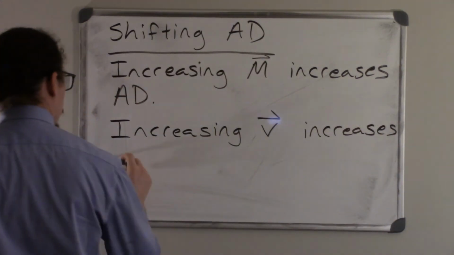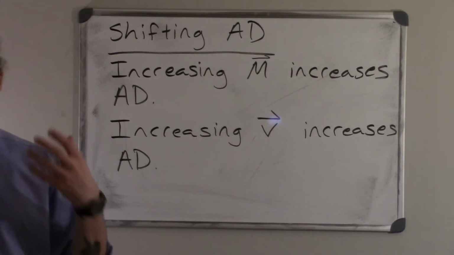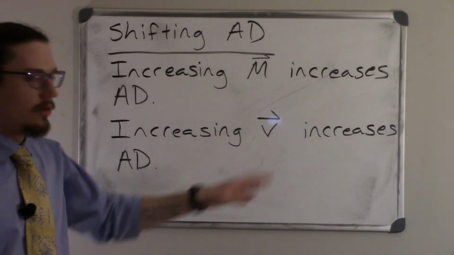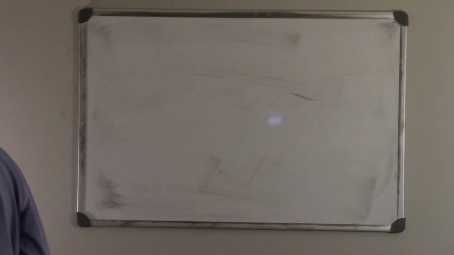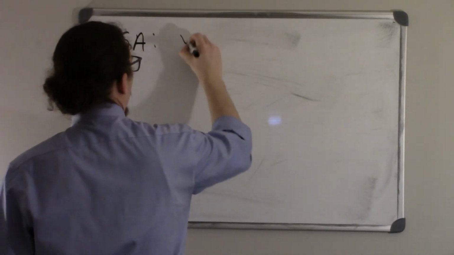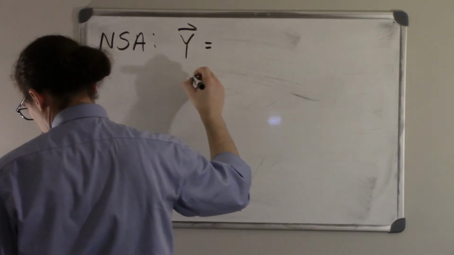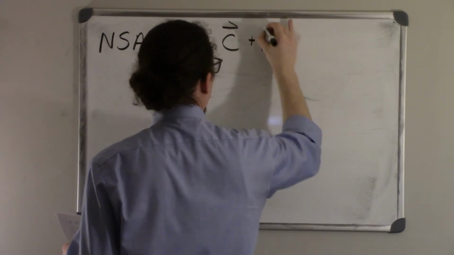Increasing the velocity of money growth rate also increases the aggregate demand. So changes in the velocity of money growth rate can take on a couple of different forms. Let's take a look at those. They are based off the components of the national spending approach to GDP. If we don't remember, I'm going to throw these up here real quick, and I'm going to put them in the form of growth rates.